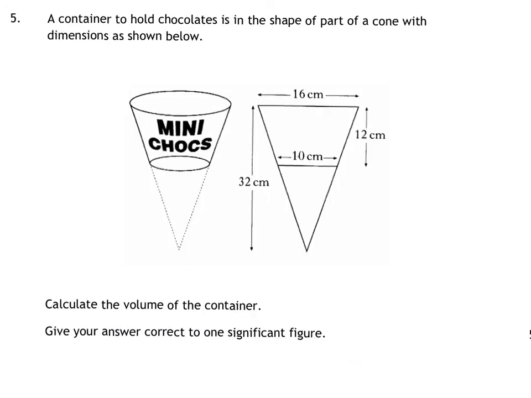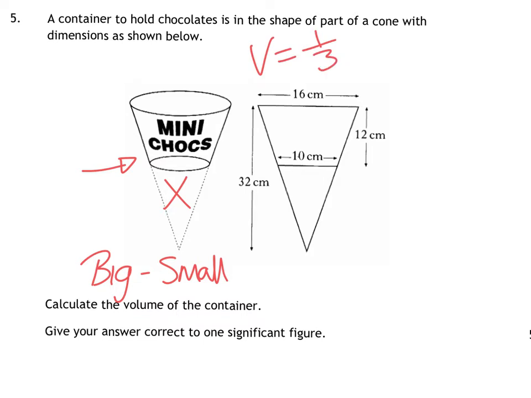Okay, our next question is wanting the volume of this container. Hopefully you can see from this diagram that we started with a big cone and we've cut off that little cone there. So our method is big cone, take away small cone. And the formula for a cone is 1/3 pi r squared h.